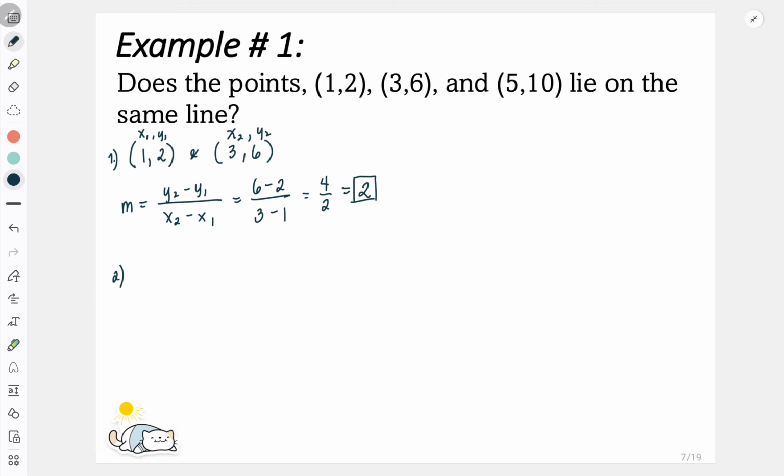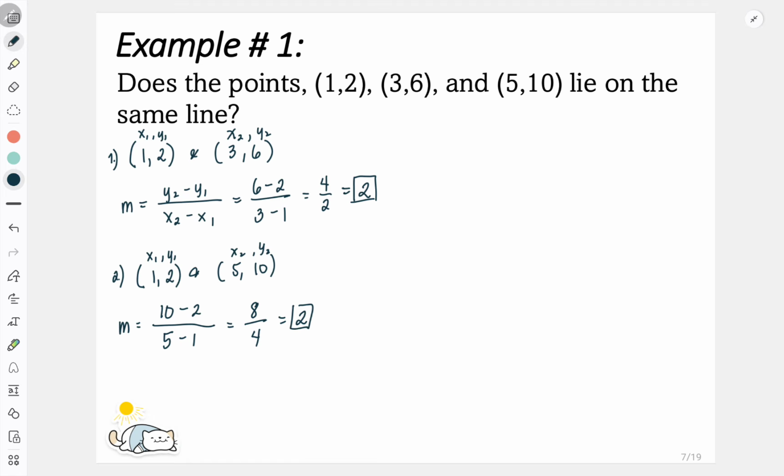Next pair. Let's have (1, 2) and (5, 10). So let's compute for the slope. I'll just represent them as x sub 1, y sub 1, and x sub 2, y sub 2. So that would be 10 minus 2 over 5 minus 1, which is equal to 8 over 4, or that is also equal to 2.